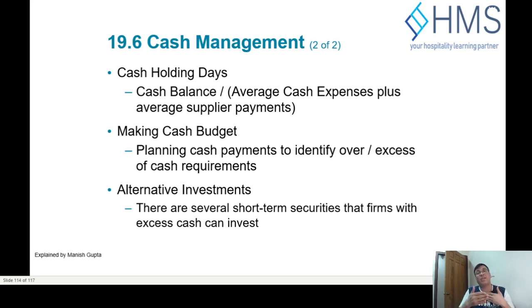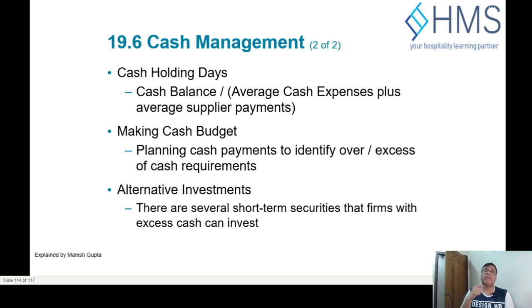What is your cash conversion cycle? If your cash conversion cycle is, let's say, 10 days, then you want to keep your average daily cash expenses plus average supplier payments for 10 days. The rest after that you don't need to hold, because you're going to get the cash anyway after your cash conversion cycle.